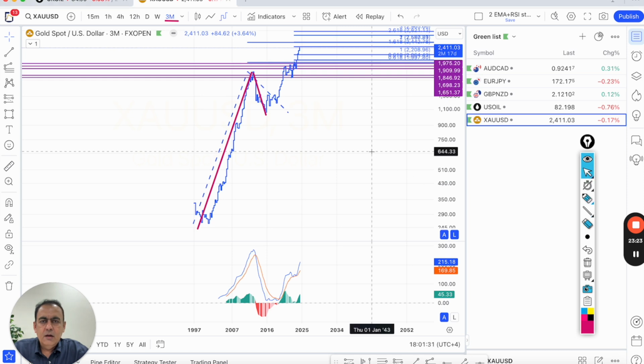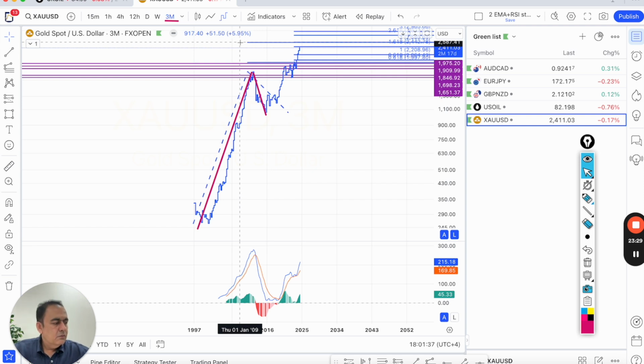Now we got some interesting extension levels here. So the first level is around 2587. I've been talking about this level in my previous videos. So gold remains bullish. 2587, 2570 is the next target zone for the buyers.